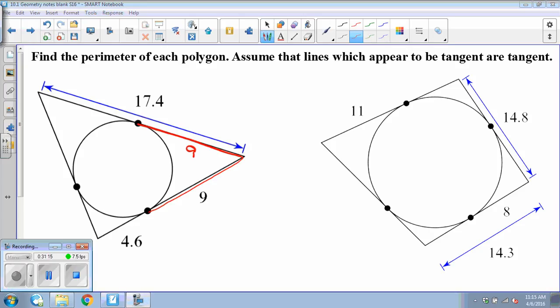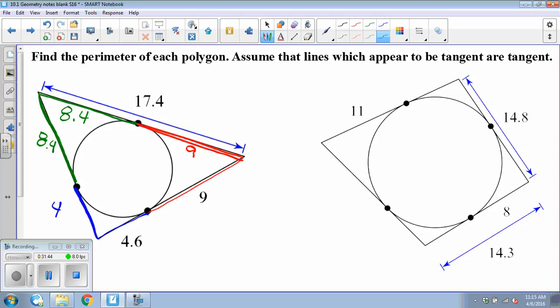If the whole thing's 17.4 and this piece is 9, how do I find this piece? Subtract it. What's 17.4 minus 9? 8.4. So if that's 8.4, what's this? 8.4. And lastly, if this is 4.6, what's this? Now you add up all the sides. Get 44.